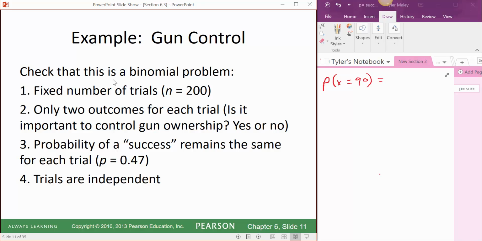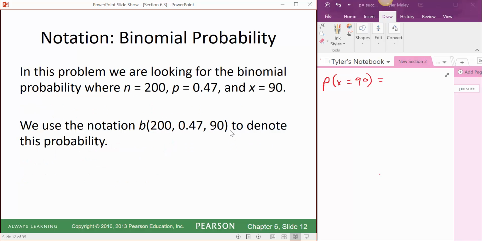So first we want to check and make sure it's binomial, right? Do we have a fixed number of trials? Yes, we do, there's exactly 200 trials. 2, we only want 2 outcomes for the trial, and yes, it's either yes or no. You either agree it's important to control gun ownership, or you don't. There's no gray area here, yes or no. 3, the probability of success remains the same for each trial. Yes, the p is 0.47. And 4, trials are independent, and yes, they would be independent here, right?